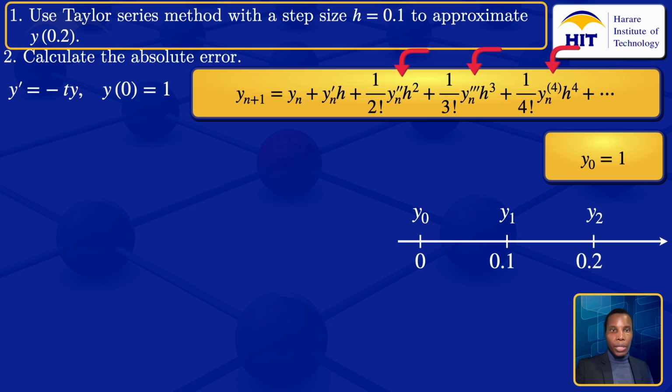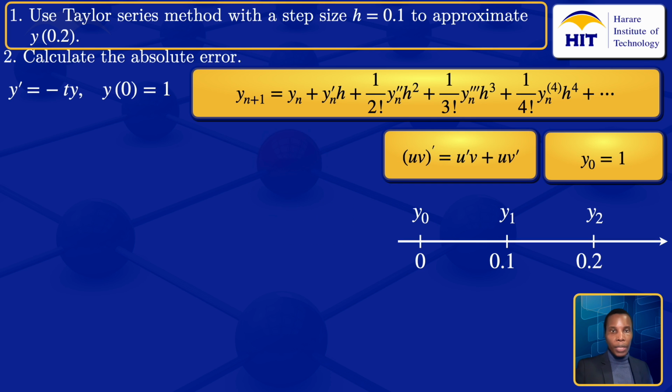Now in our formula we have derivatives of y: the y prime, the second derivative, the third derivative, and the fourth derivative. For us to obtain y double prime, we differentiate this y prime with respect to t. But what we see there is minus t times y, a product of two functions, since y is a function of t. So for us to differentiate minus ty, we have to use the product rule. The derivative of uv is equal to u prime v plus u v prime. So we go on and use the product rule.